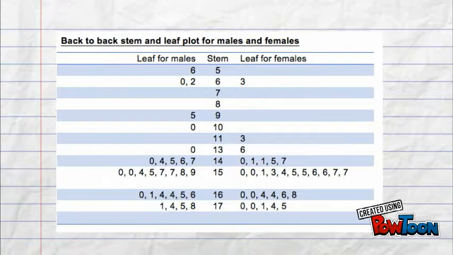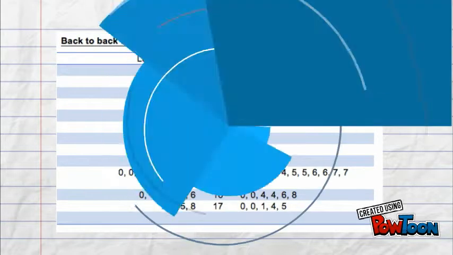I then realised that to form comparisons between this data effectively, they needed to be grouped together on the same chart. I created a back-to-back stem and leaf plot with the males on the left and the females on the right with the stem in the centre. As you can see, the greatest range of data fell between 140 to 178 centimetres.